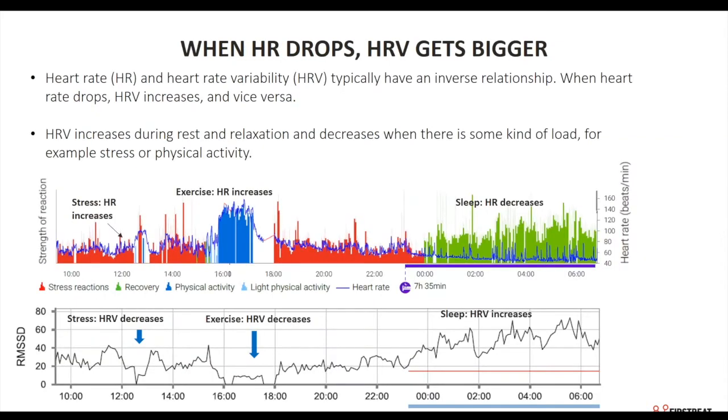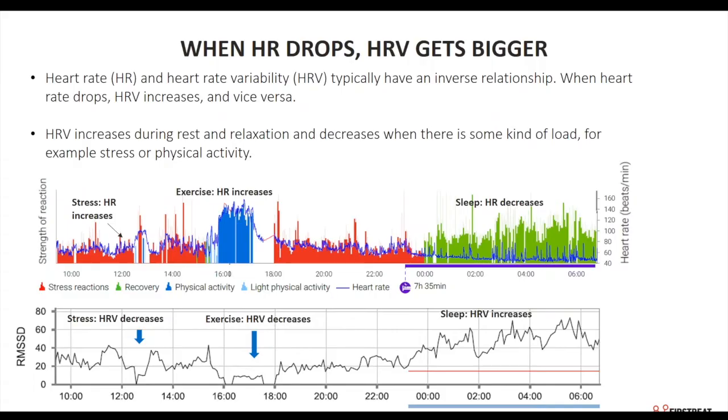Basically, heart rate and heart rate variability have an inverse relationship. So when the heart rate drops, heart rate variability increases, and when heart rate climbs, heart rate variability decreases. Heart rate variability thus increases during rest and relaxation when heart rate is low, and typically decreases when there is some kind of load, for example, stress or physical activity.